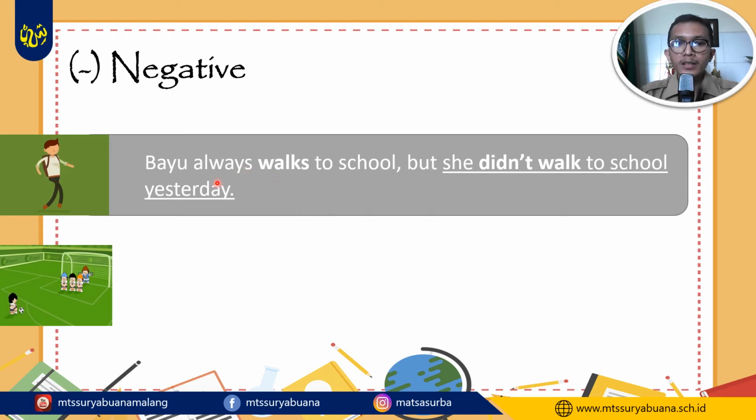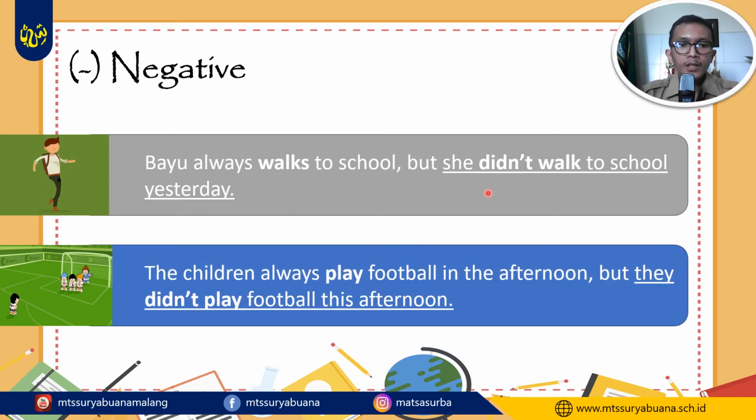Always means that every day she always walks to school, but the difference here, she didn't walk to school yesterday. Okay, the second example, the children always play football in the afternoon, but they didn't play football this afternoon.